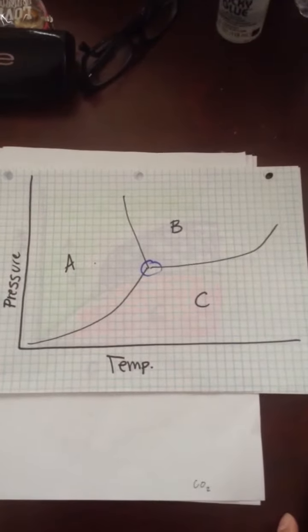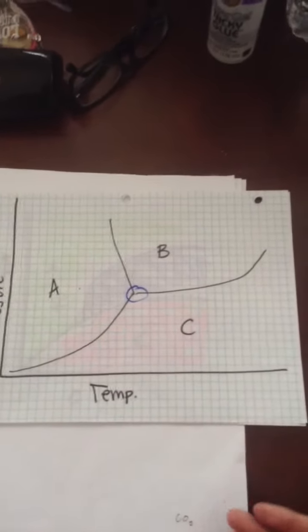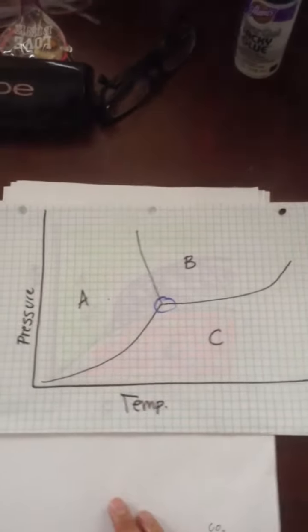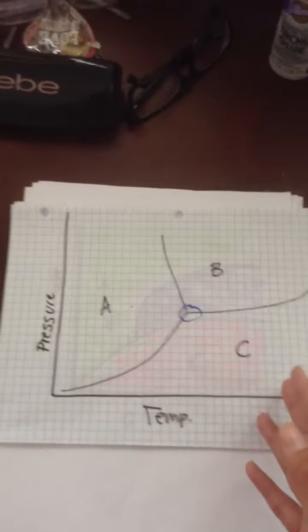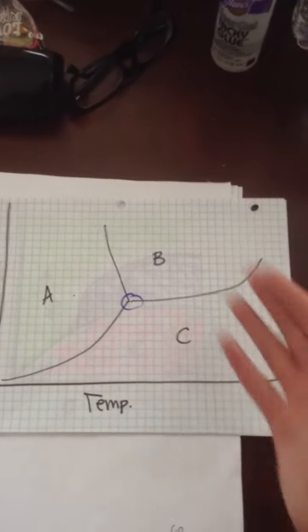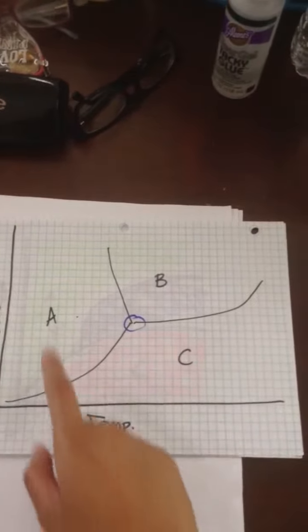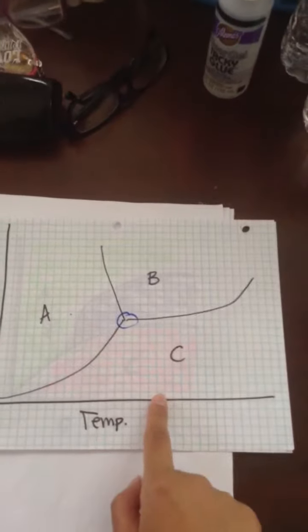Now, usually a phase diagram looks like this. You can't tell which one is a solid, liquid, or gas, or anything. So to determine whether this is a solid, liquid, or gas, like where the regions are, you just basically read left to right: solid, liquid, and gas.